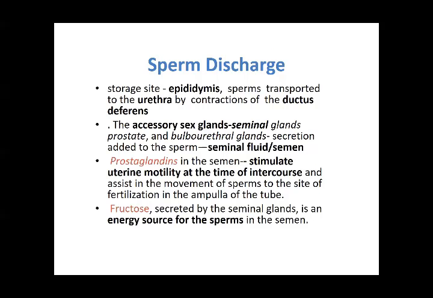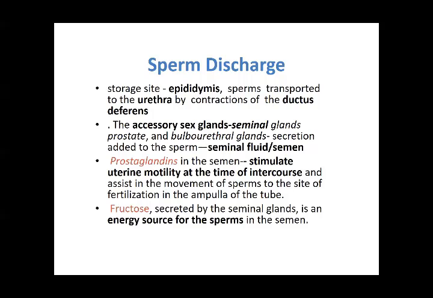All these produce secretions which are added to the sperm, and they produce what is called semen, or the seminal fluid, at this level. The semen contains prostaglandins, and it is said that at the time of intercourse, the uterine motility is increased by these prostaglandins present in the semen. And the fructose in the semen is an energy source for the sperm present in the seminal fluid.